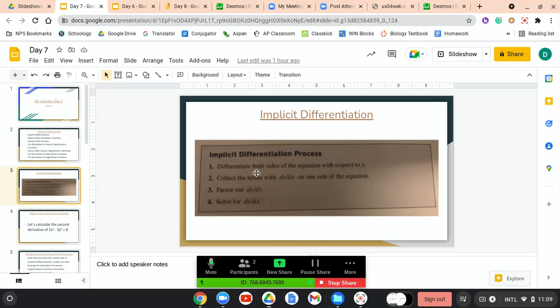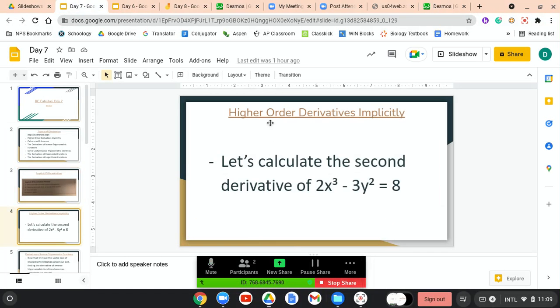Okay, cool. So the next idea is taking higher order derivatives implicitly. And before I talk about higher order derivatives implicitly, I kind of just want to preview what a higher order derivative represents.